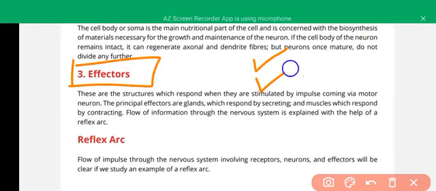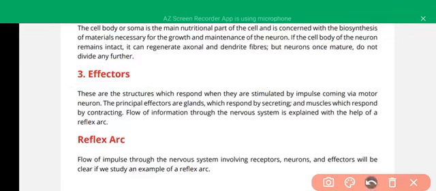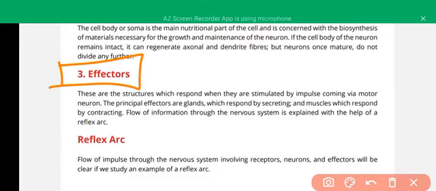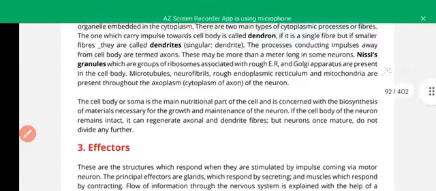We have studied about neurons. Now we will study about effectors. Effectors are the end responders, and they produce a result after receiving a particular type of stimulus. These are the glands and the muscles. Glands respond by secreting and muscles respond by contracting. So these are the particular types of effectors.